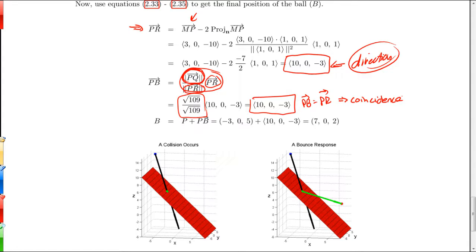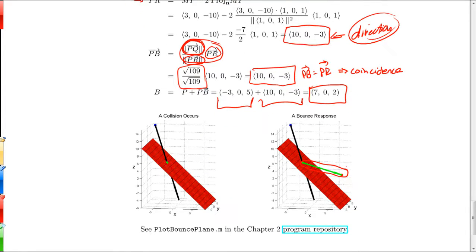So that gives me my bounce vector, which in this picture down here is this green vector here. But you have to remember to add that vector to the point of collision. When you do that, you get 7, 0, 2, which represents this final resting place for the ball. Right. That's where it ends. This vector here, the green vector, is basically the bounce vector.